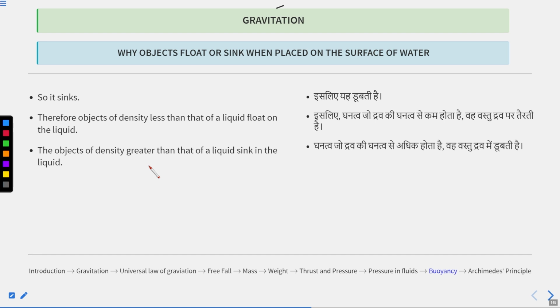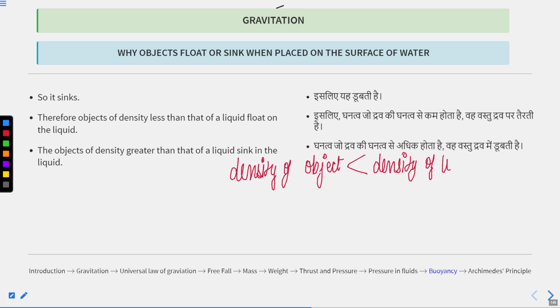Therefore, an object of density less than the density of the liquid or water will float. So if the density of an object is less than the density of water, what will happen? It will float. But if the density of the object is greater than the density of water, what will happen? It will sink. Simple phenomena.